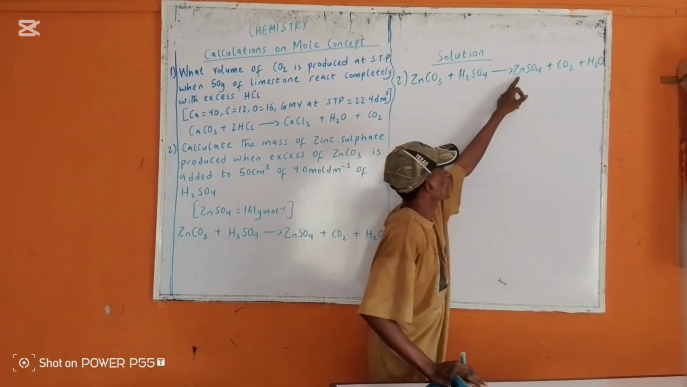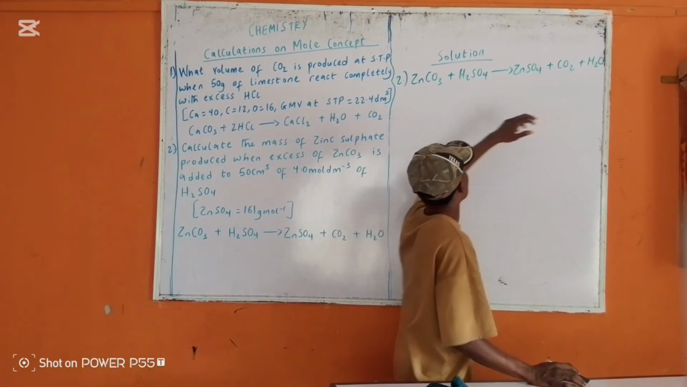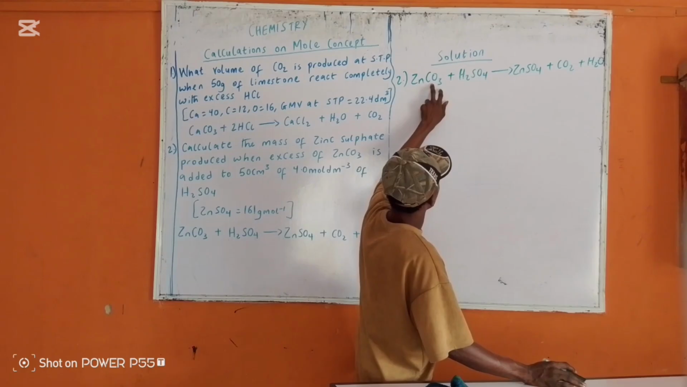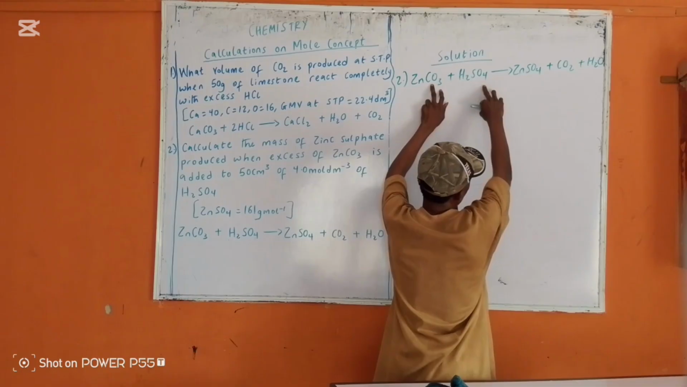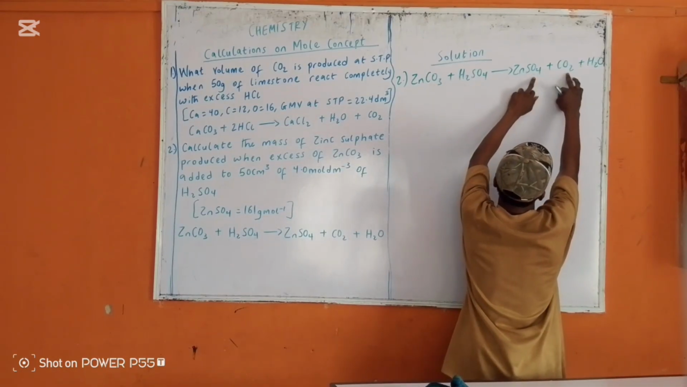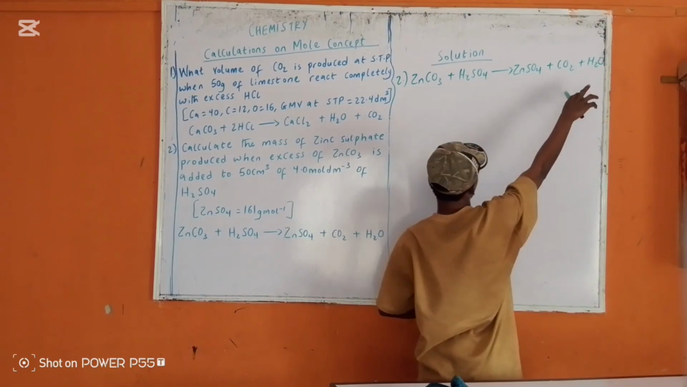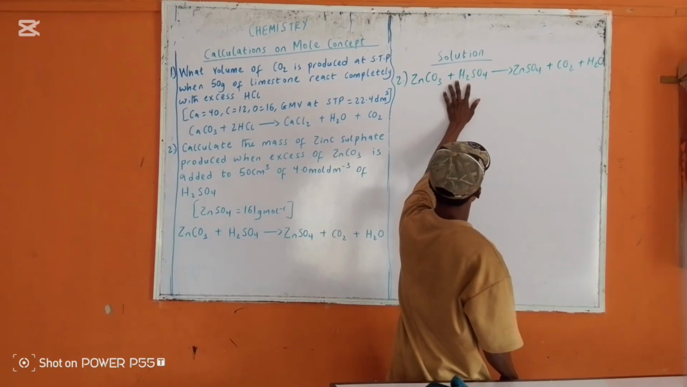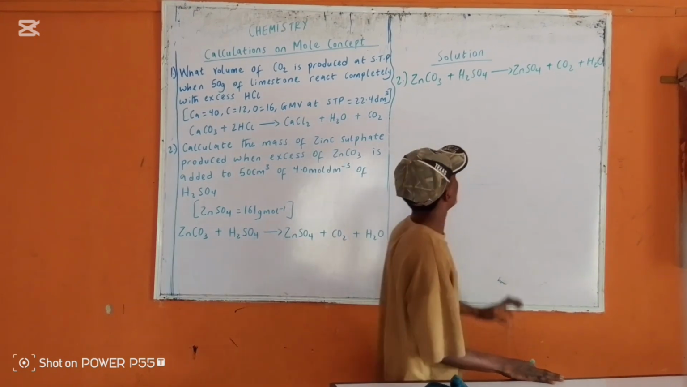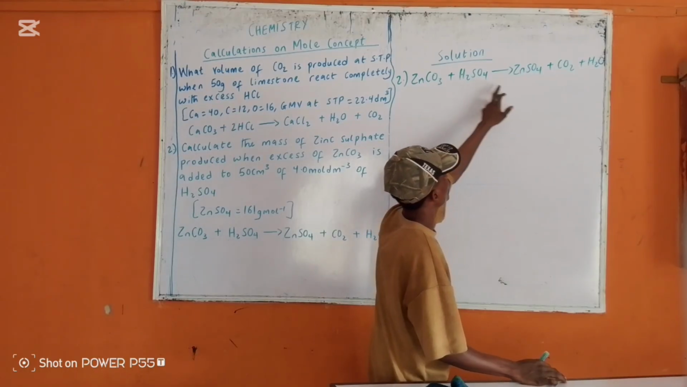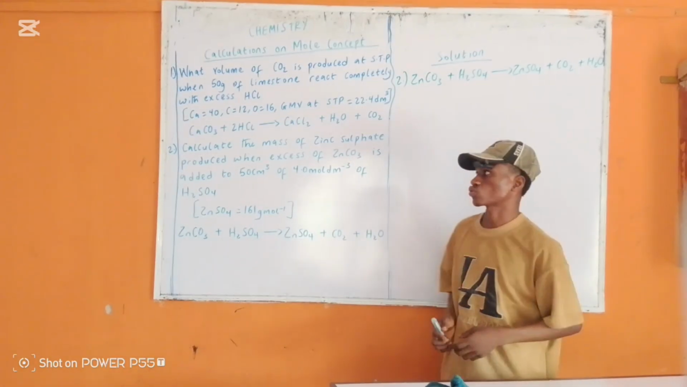1 zinc, 1 zinc, 1 carbon, 1 carbon. We're having 3 oxygen here and 4 oxygen here, making 7 oxygen. Let's check: we're having 4 here, 2 here, making 6, and 1 here, making 7 oxygen. So oxygen is balanced. Hydrogen: we're having 2 here and 2 here. We're having 1 sulfur here and 1 sulfur here. So the equation is a balanced equation.